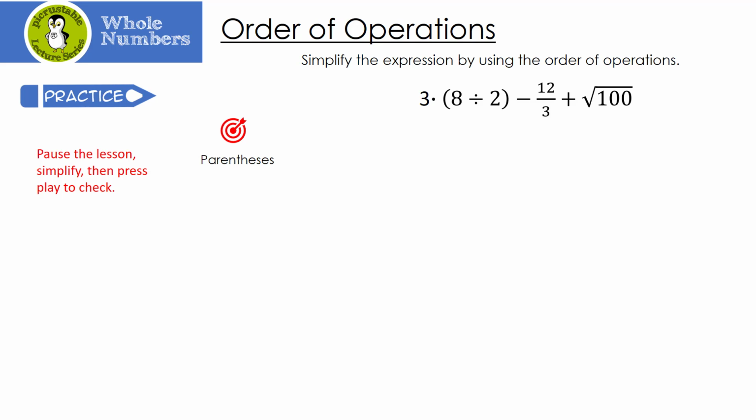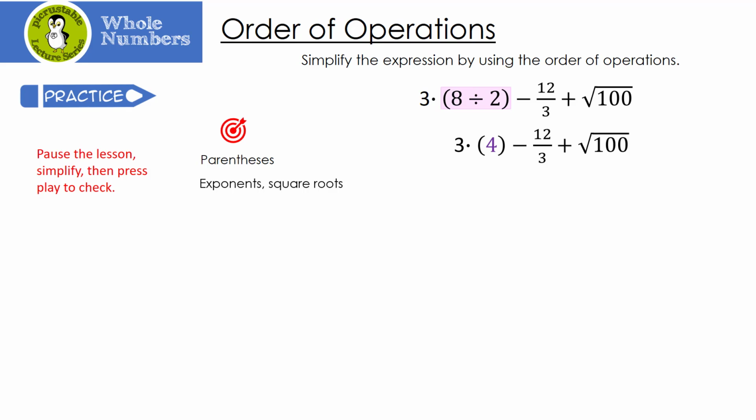Do we have any parentheses? Yes, we do. And it doesn't matter what the operation is. In this case, we're going to be dividing. 8 divided by 2 is 4. Do we have any more parentheses? Just the one with the 4, and we can't do anything. So we're going to continue.